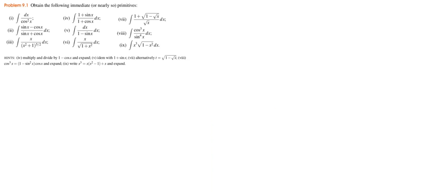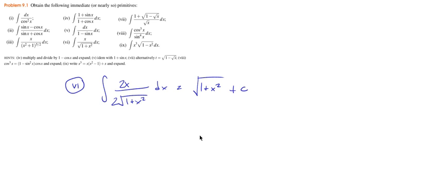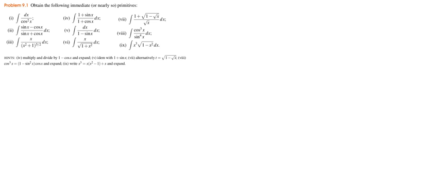Now let's see. 6 is the primitive of x divided by the square root of 1 plus x squared. This is easy, because you multiply and divide by 2, and then you know that 1 over 2 the square root of something times the derivative, which is the derivative of 1 plus x squared, plus c. Almost immediate. Let's go for 7.